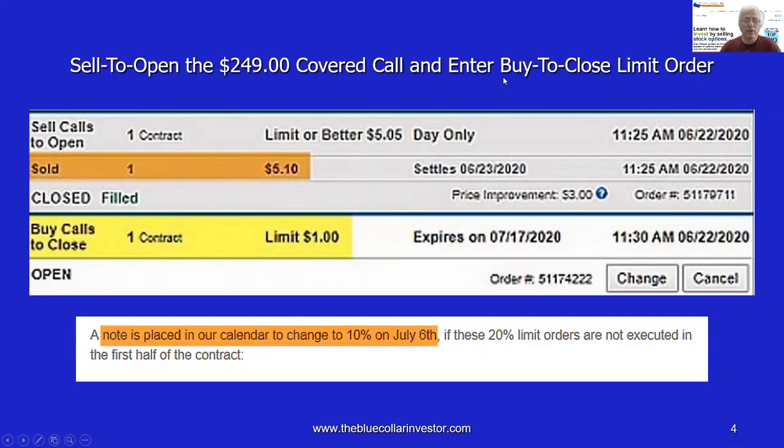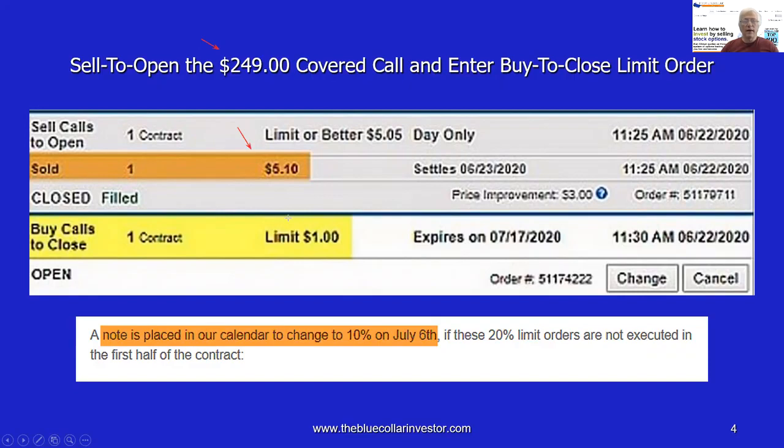Now, after purchasing the shares of QQQ, we're then covered or protected, and now we could sell the covered call. In this particular case, I opted to sell the out of the money, higher than current market value, $249 call, and that generated a premium of $510 per contract.